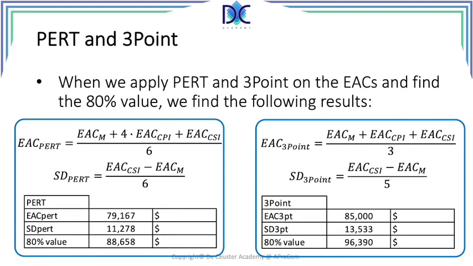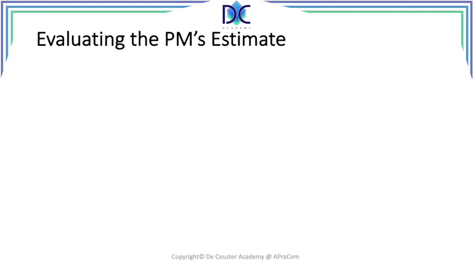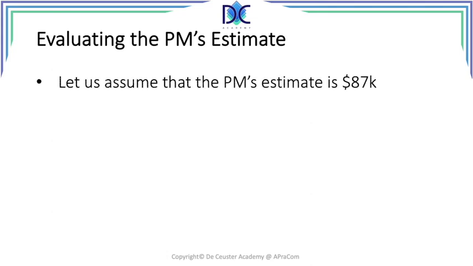Like always, the 3-point estimates are a little bit higher than the PERT estimate because of the formula, because of the nature of the system. Now when we look at this, we also have to evaluate something. We still have to evaluate the project manager's estimate. The project manager will give an estimate, and what do you think about it? Let us say that the project manager's estimate at day 6 is that the project will be finished with a cost less than 87,000.